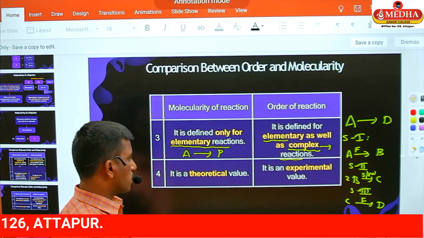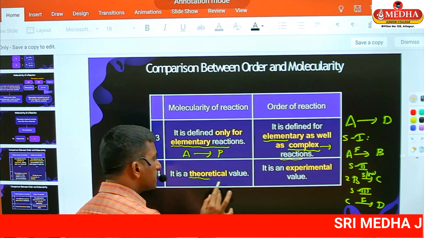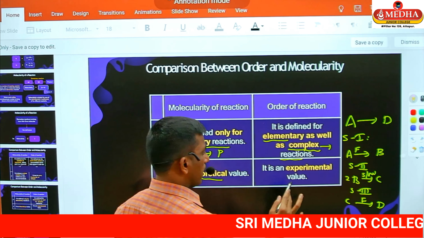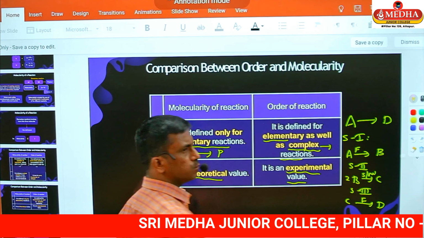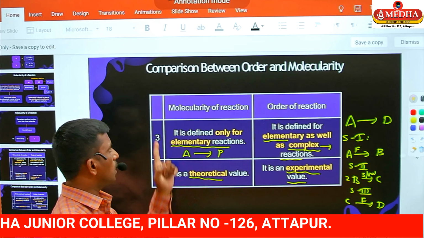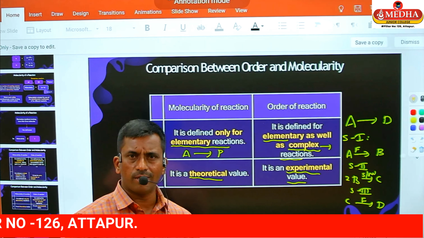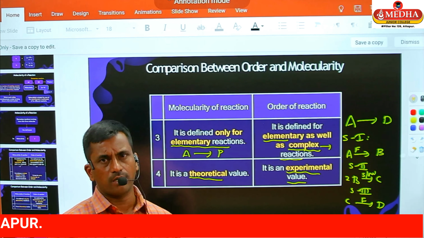One more difference is also there between molecularity and order of reaction. Molecularity is a theoretical value, but order of reaction is an experimental value. Order of reaction is determined experimentally, while molecularity of the reaction is a theoretical value. This is the major difference between molecularity and order of reaction.